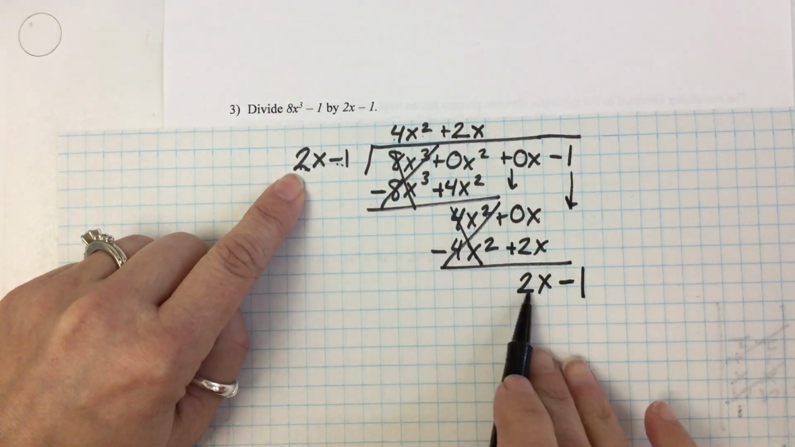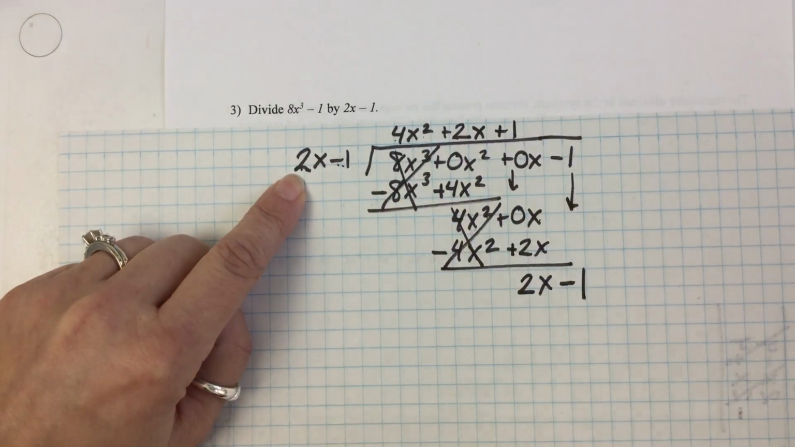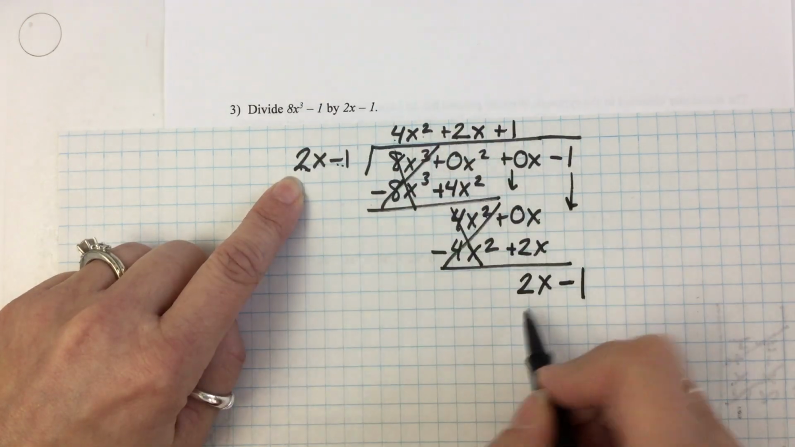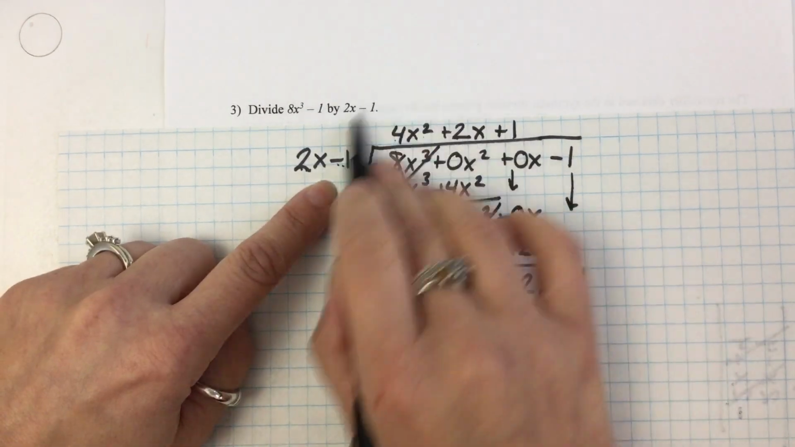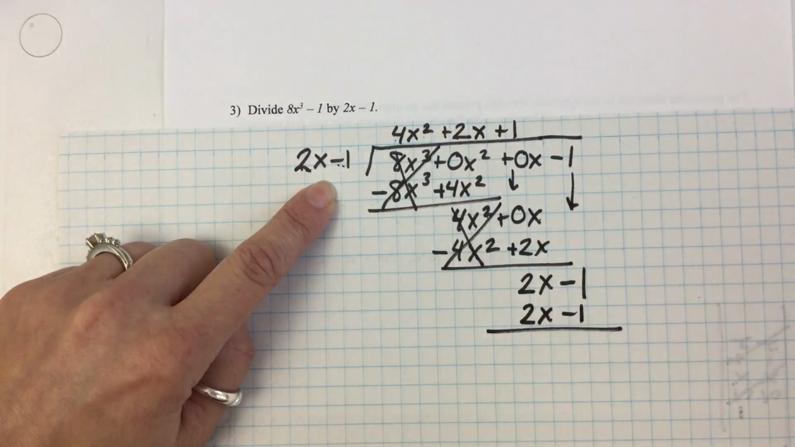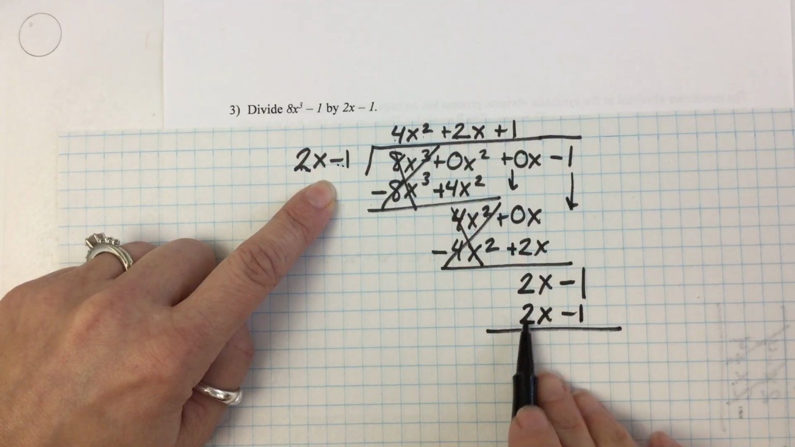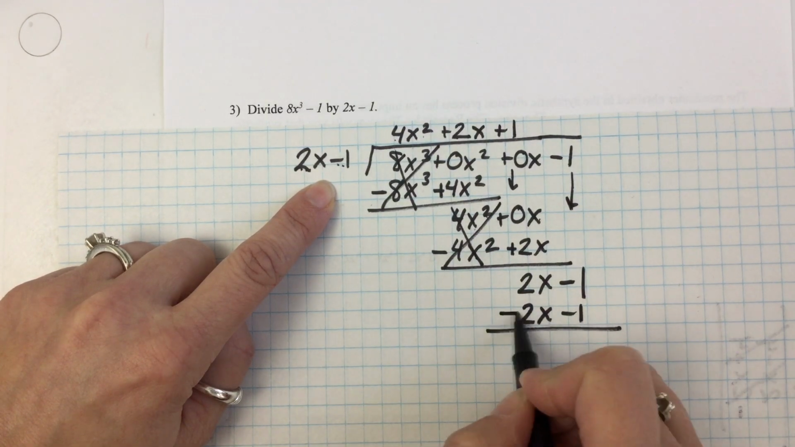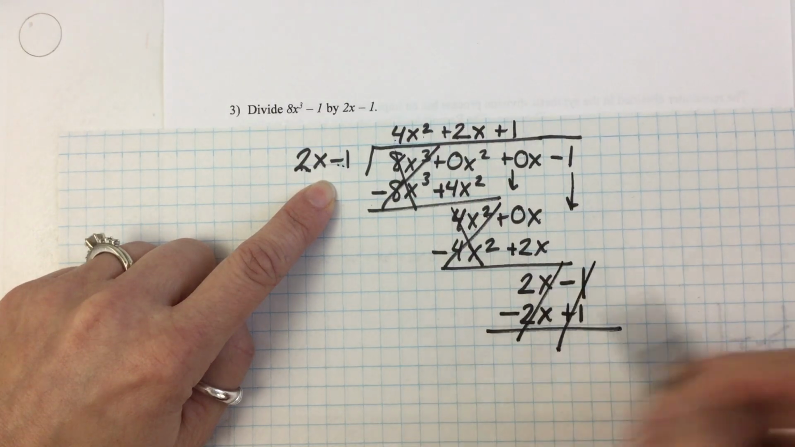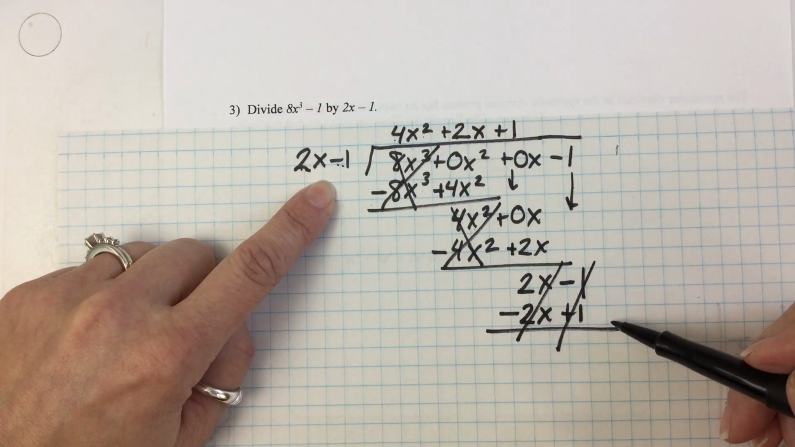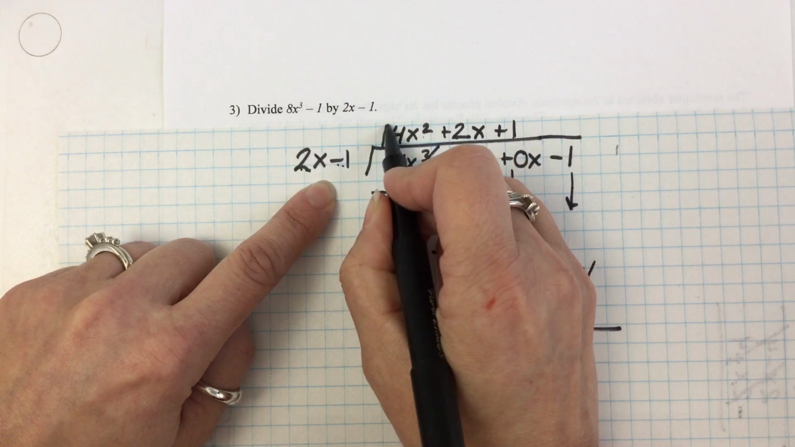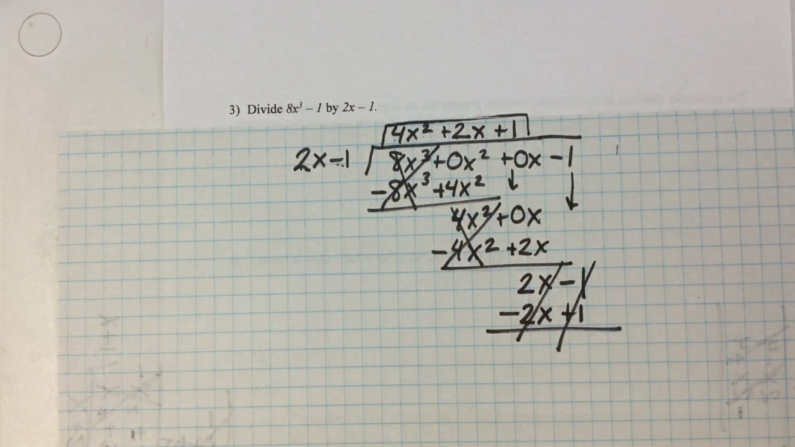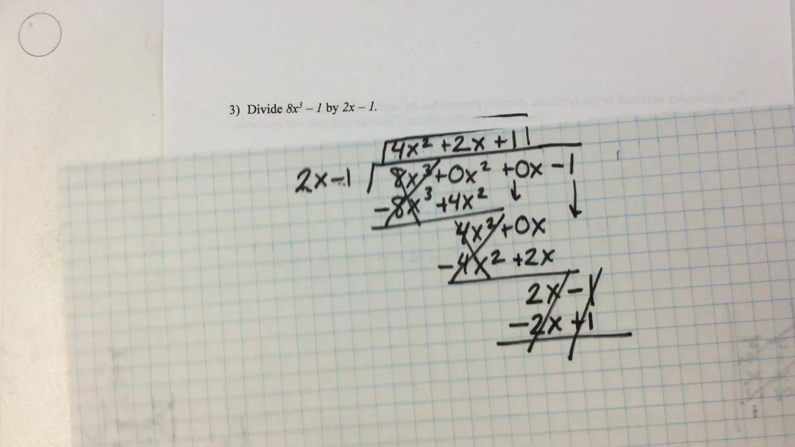To turn 2x into 2x, if they already match, you put a 1. 1 times 2x is 2x. 1 times negative 1 is negative 1. To cancel the first term, you change the sign. Negative, positive, cancels, cancels. There's nothing left to bring down, so you do not have a remainder. So your answer is 4x squared plus 2x plus 1.